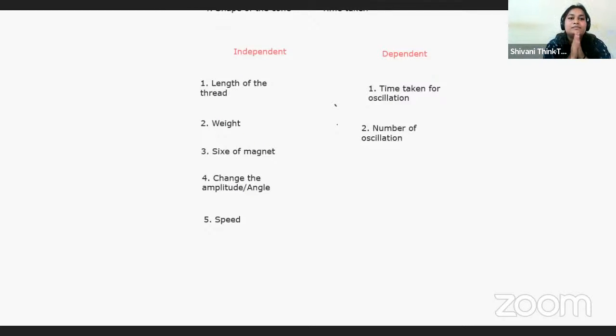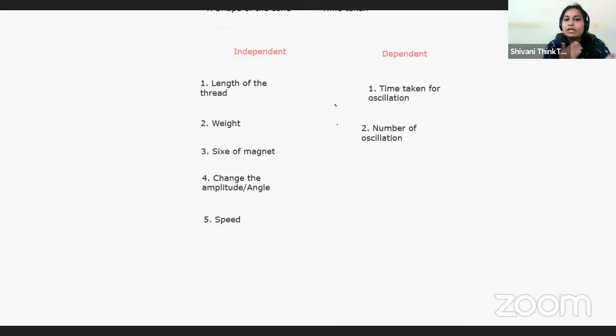Ma'am, the surface. I'm just changing the length. Okay, nothing else. The length of the thread is changed. That is what is independent here. I'm changing the length of the thread. Ma'am, the surface of the table. Yes, okay. Just exclude that quantity. Don't include all the environment. Just only observe what is happening in the pendulum.